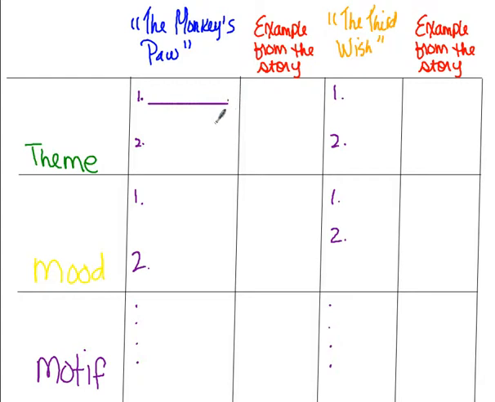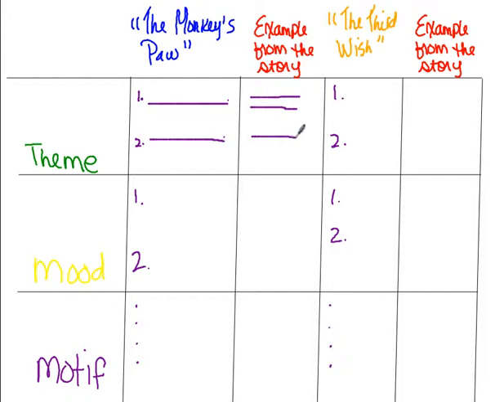And then you write your second one. Remember, it needs to be stated as a complete sentence. And then the example from the story. And I apologize for not having it set up like this during class, but it was getting a little bit hectic and things happen.